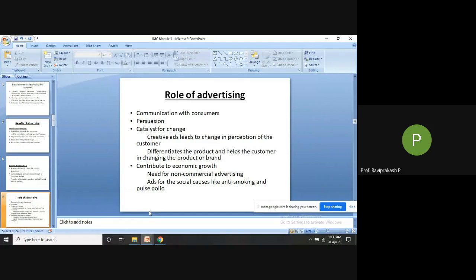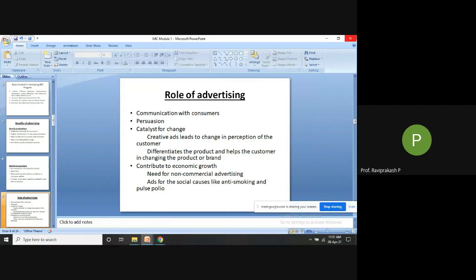Next is persuasion, that is you are persuading the customer to buy your product. If he is not using it presently, you are trying to change his perception towards your product and make him buy it. That is persuasion. Next is catalyst for change. Catalyst in the sense that it is trying to increase the pace of the change. Pace in the sense, speed of the change.